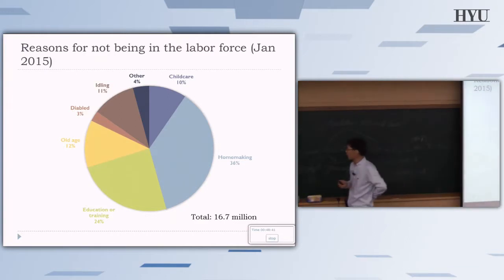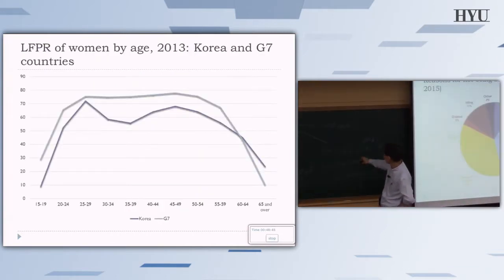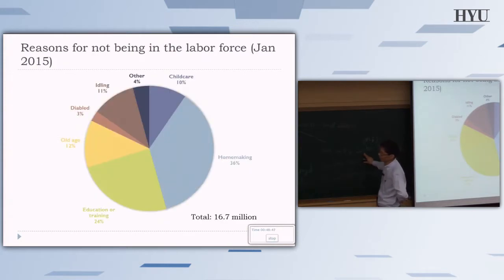Okay, now we have looked at the labor force, LFPR, and then how about this one? Not in the labor force. What are they doing? If they are not working nor looking for work, what are they doing? And this is January 2015 statistics.